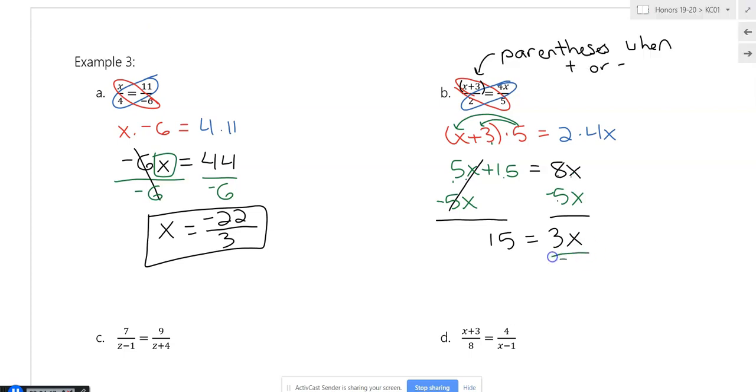Now I'm going to divide by 3. Again, that's being multiplied, so these cancel. 15 over 3 is 5.